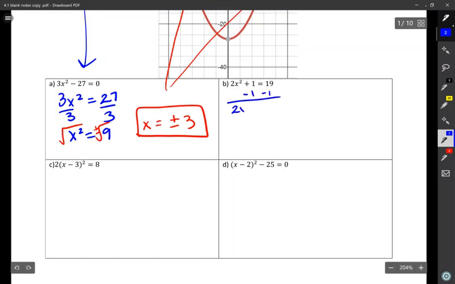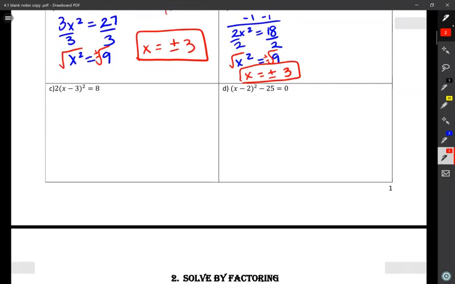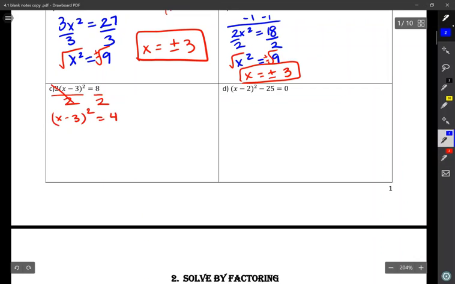Subtract 1. Divide by 2. Square root both sides. Don't forget to take the positive and negative of that. Isolate your quadratic, your x squared, divide by 2 on both sides. Now you can square root it. Take the plus minus of that.